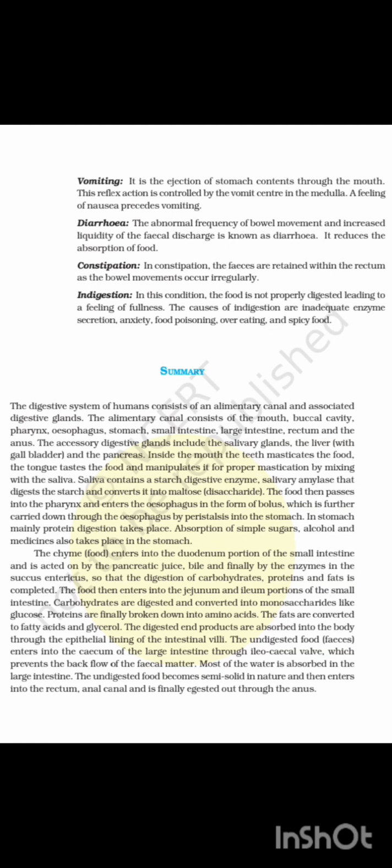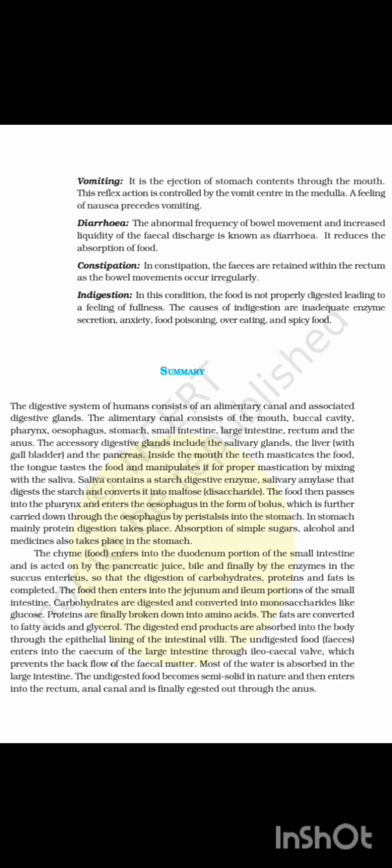Summary. The digestive system of humans consists of the alimentary canal and associated digestive glands. The alimentary canal consists of the mouth, buccal cavity, pharynx, esophagus, stomach, small intestine, large intestine, rectum, and the anus. The accessory digestive glands include the salivary glands, the liver with gallbladder, and the pancreas. Inside the mouth, the teeth masticate the food. The tongue tastes the food and manipulates it for proper mastication by mixing with the saliva. Saliva contains a starch digestive enzyme, salivary amylase, that digests the starch and converts it into the disaccharide maltose.